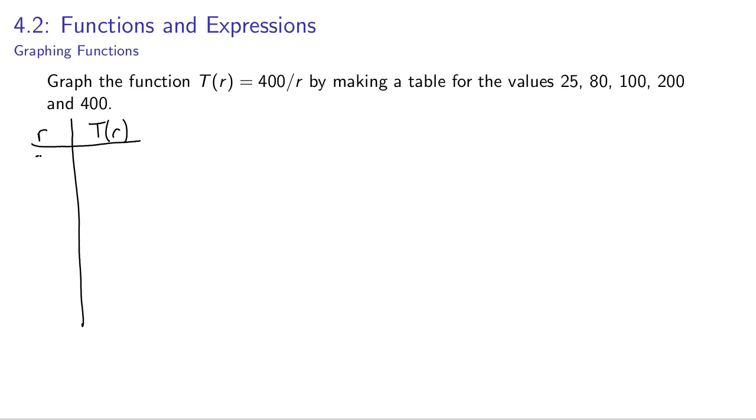For r, we're told we should use these values: 25, 80, 100, 200, and 400. So the output will be 400 over 25, which is 16, 400 over 80, which is 5, 400 over 100, which is 4, 400 over 200, which is 2, and 400 over 400, which is 1. So we have some inputs and some outputs.